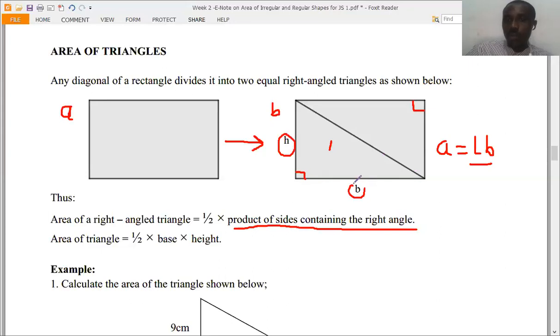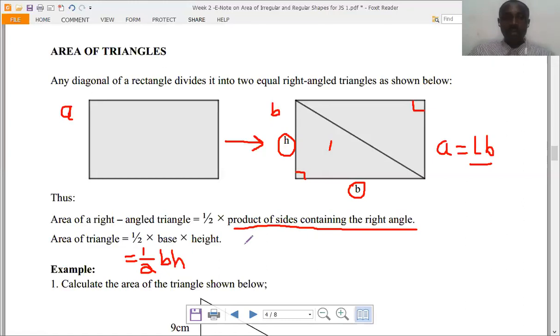So the product of sides containing the right angle is H and B. In the rectangle, we call this H the length, while we call B the breadth. But in this case, I have changed the length to height. Why? Because this is now a triangle. And from there, we can say that therefore the area of a triangle is half base times height, which can also be written in short as 1/2 BH. Is that taken? All right.